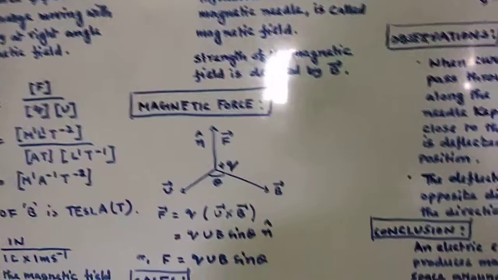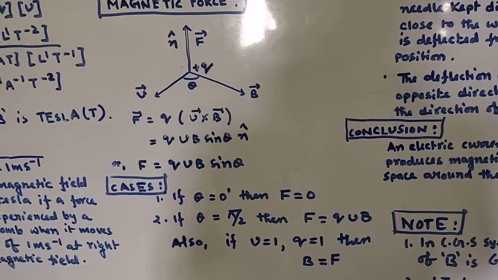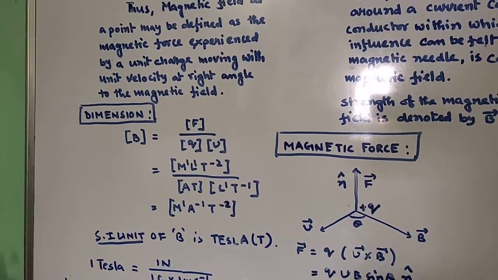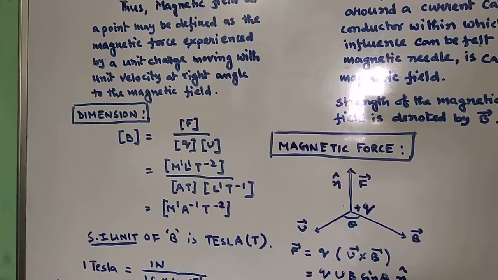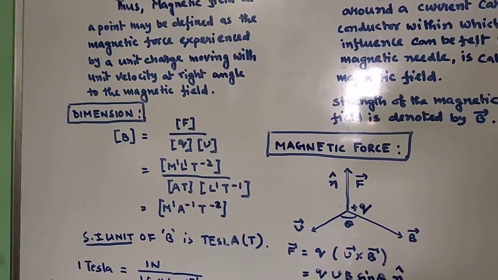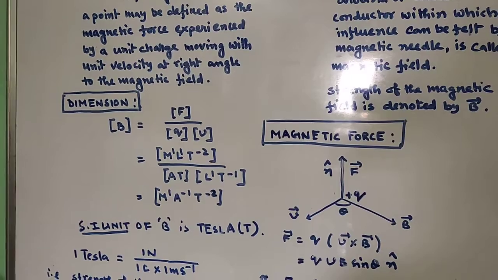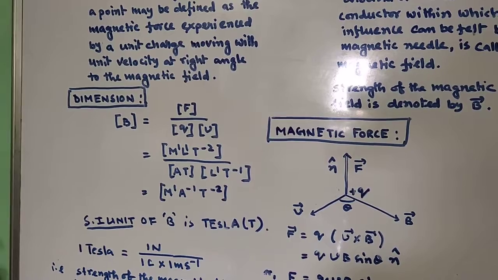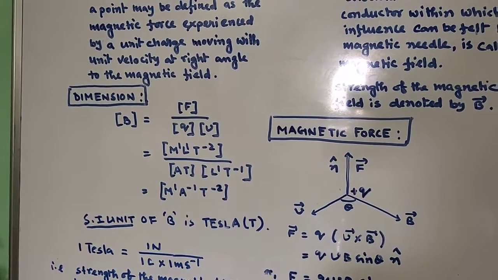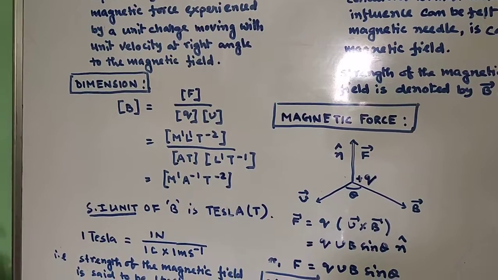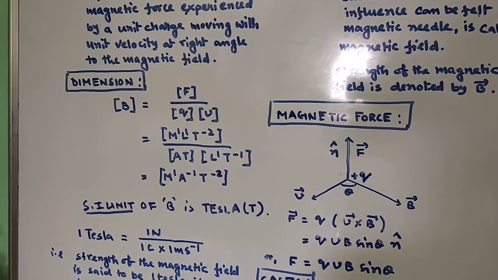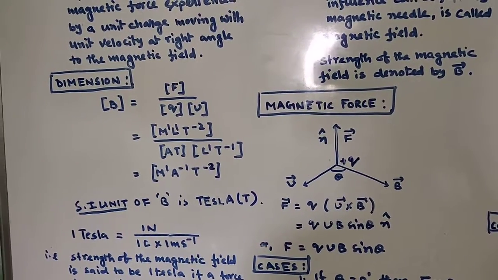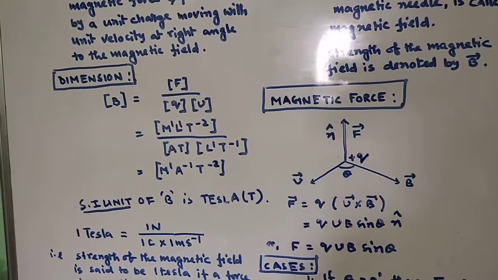Now the dimension, again you can use this expression F equal to QVB. So B equal to F by QV. So the dimension, we enclose within the third bracket, F by Q V. We define the dimension of B. F is M1 L1 T minus 2, Q is A T, and V is L1 T minus 1. So L1 goes off. So M1 T minus 2 and A minus 1. So this is the dimension of B, and the SI unit of B is Tesla, and the symbol is capital T.